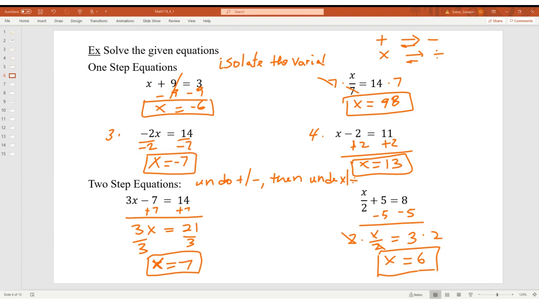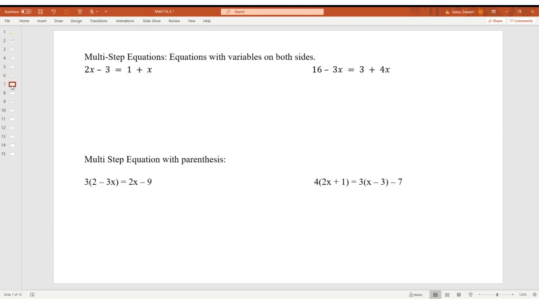So there are different multi-step equations: equations with variable on one side, and variables on both sides. So I'll do equations with variables on both sides of the equation. Now, when you have variables on both sides, what you have to do is move the variable which is smaller to the other side. What I mean by that is, for example, if you see this equation, you have 2x minus 3 equals 1 plus x. So you have to move the x to the other side.